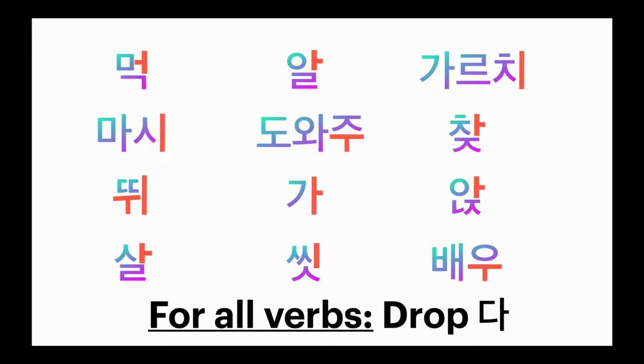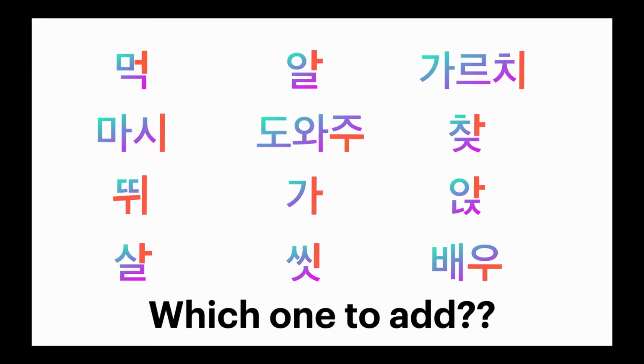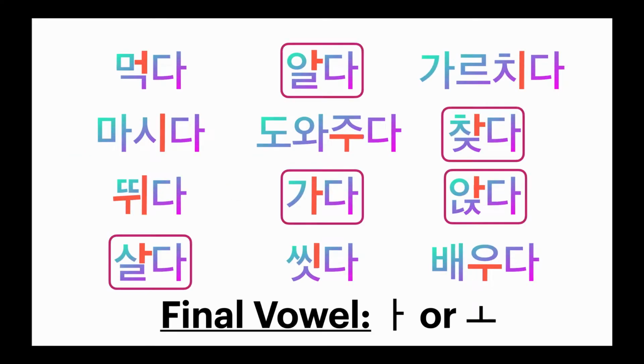Now the first thing that you will do for all verbs is you will drop 다. And then you will add either 아 or 어. But the question is, which one do we add? The main thing to keep in mind right now is if the final vowel is 아 or 오, which in our list here, that would be these guys.